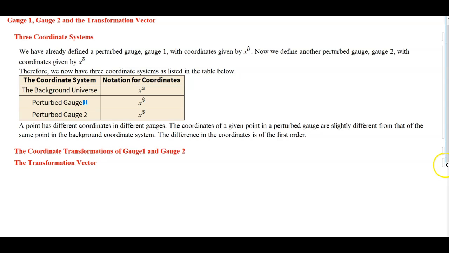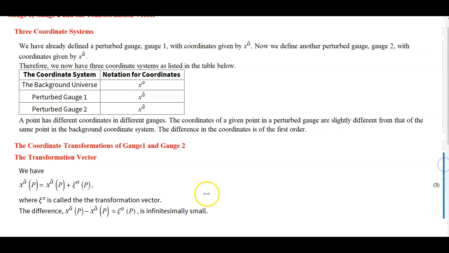Next, let us define an important object called the transformation vector. So the transformation vector gives us the relationship between the coordinates of gauge 1 and gauge 2. So x alpha tilde at an arbitrary point P is equal to x alpha caret at the arbitrary point P plus xi alpha at P. Xi alpha is the transformation vector. So this is how the coordinates of two perturbed gauges are related at an arbitrary point P.